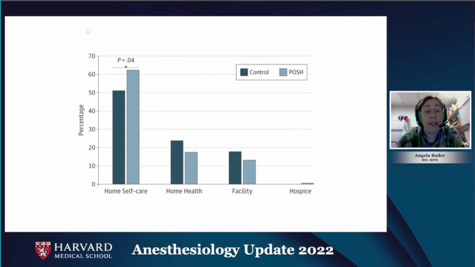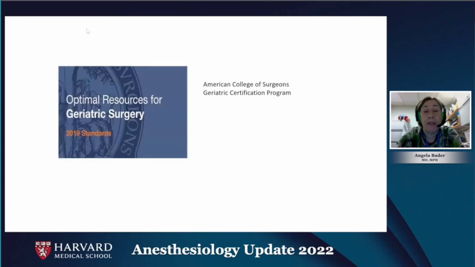Also, more patients have been shown to go home rather than to a facility or home with services as a result of enrollment in the POSH program. So you can see the significant positive outcomes.